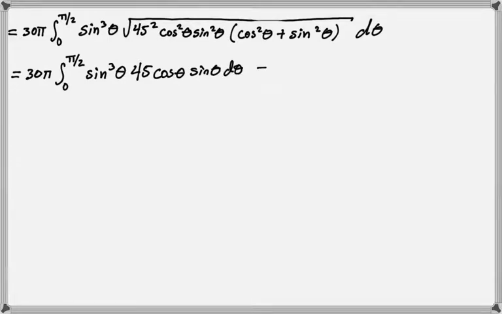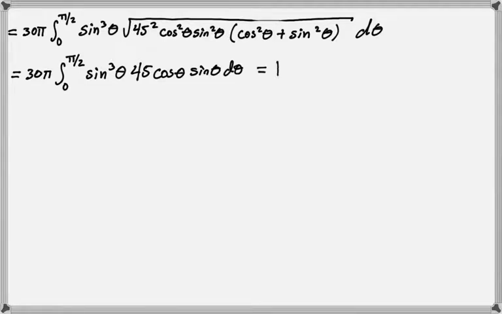So in that radical, the cosine squared plus sine squared became 1, so then we had the square root of 45 squared times cosine squared times sine squared. So the square root of 45 squared would be 45, and then we're going from 0 to pi over 2, so both cosine and sine are positive, so the square root of cosine squared and sine squared in the interval 0 to pi over 2 are going to both be positive cosine and positive sine.